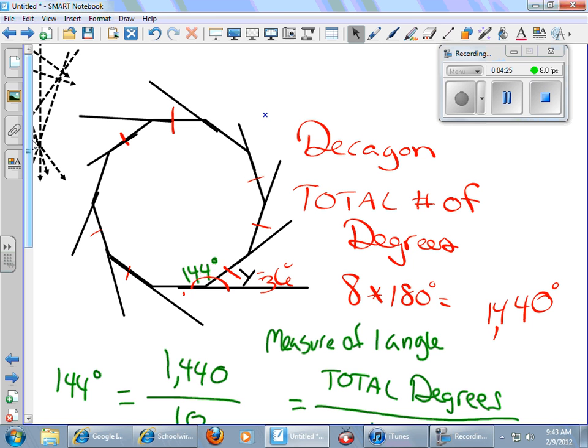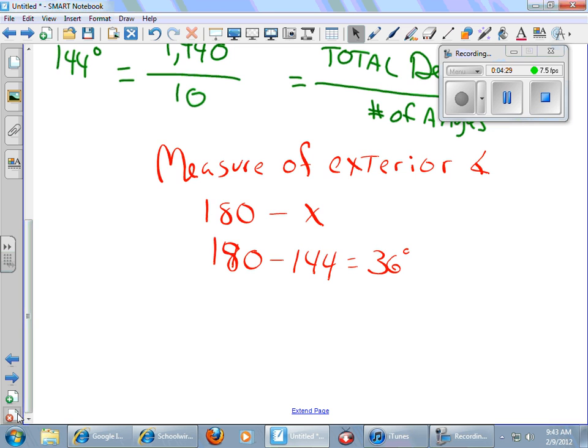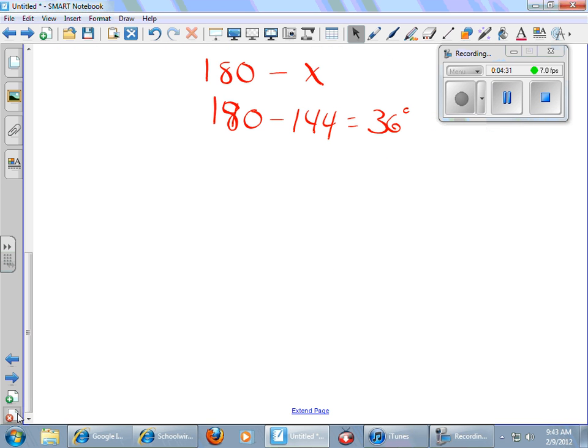All right, so there is the decagon. You'll need to know how to do some other shapes, but that's how you do it for all of them. Follow those procedures. Okay, next type of problem. Let me see here.